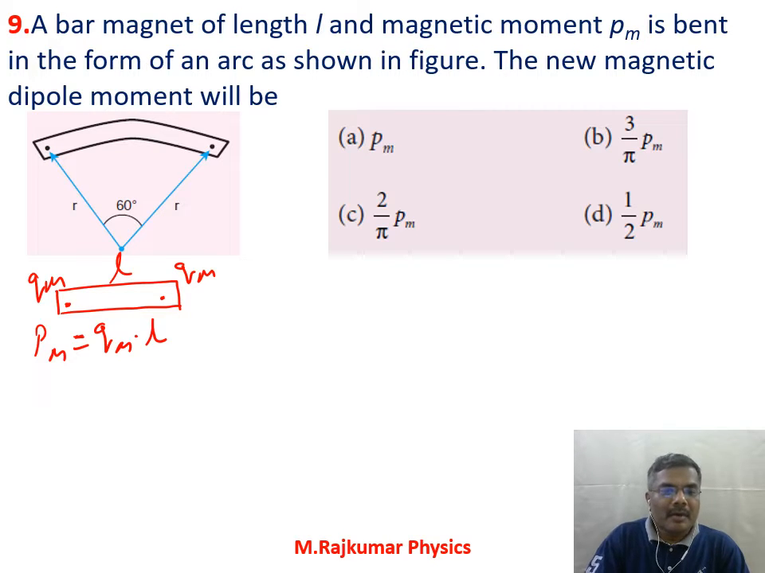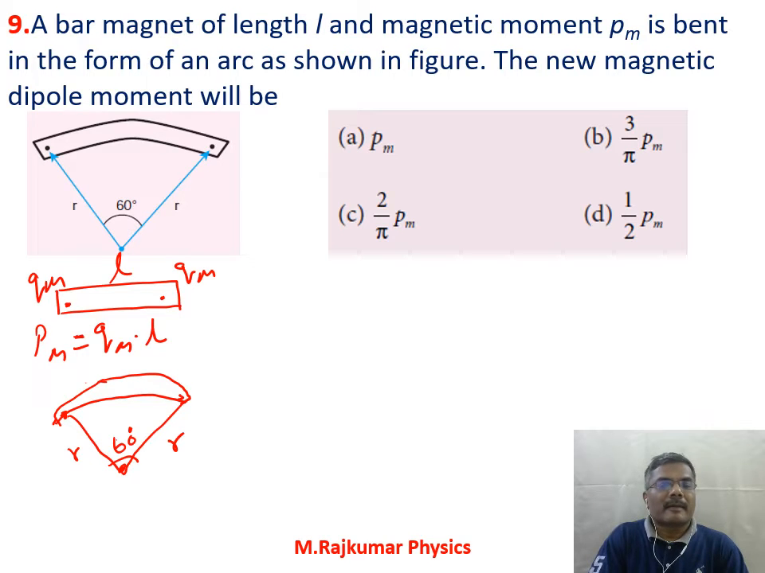So the same bar magnet has been bent like this. This bar magnet is bent like this as per the diagram, and it is having an arc length of R, and this forms an angle of 60.